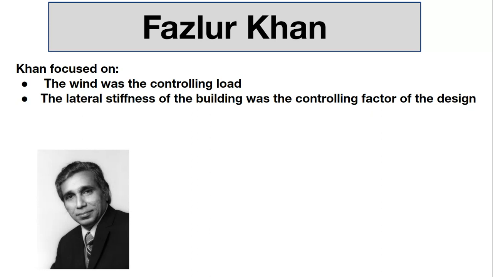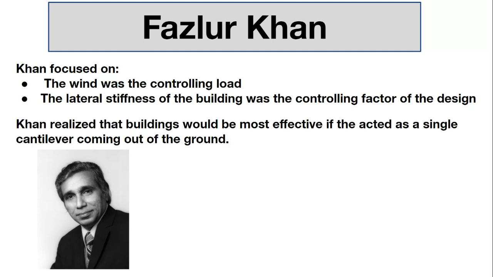He focused on the wind being the controlling load, and on the lateral stiffness of the building being the controlling factor of the design, like we just talked about. So how could he overcome this? He realized that buildings would be most effective if they acted as a single cantilever coming out of the ground. Think of a diving board or an awning: something that's supported at one end and loaded from above. He viewed the building as a cantilever coming out of the ground with the wind going against it. So he had to have these buildings act as single, obviously very large, cantilevers instead of individual members like they were designed before.